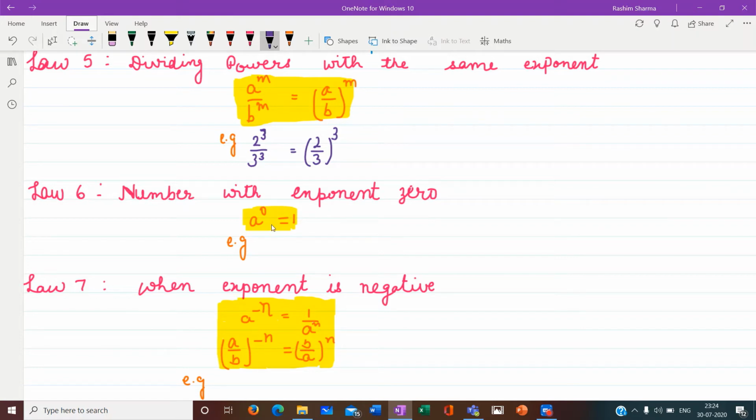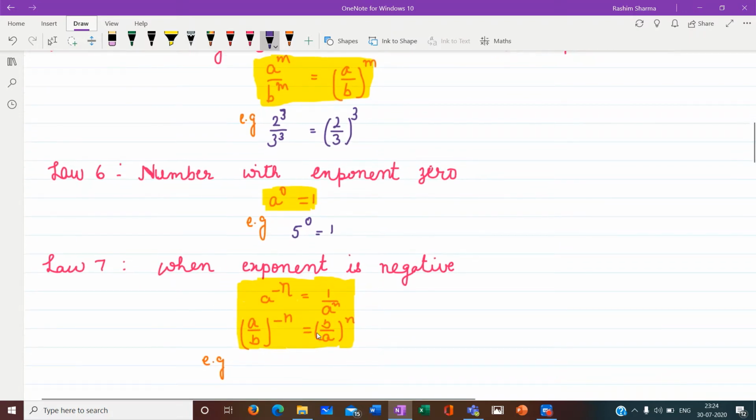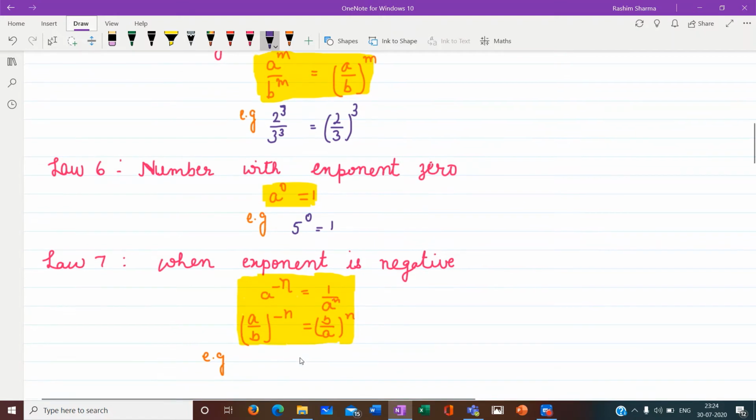Now, a raised to power 0 is equal to 1. Any number with exponent 0 is always 1. So, if I write an example, 5 raised to power 0, that is also equal to 1. Okay. Next law is when exponent is negative, we have a raised to power minus n, it means 1 upon a raised to power n.